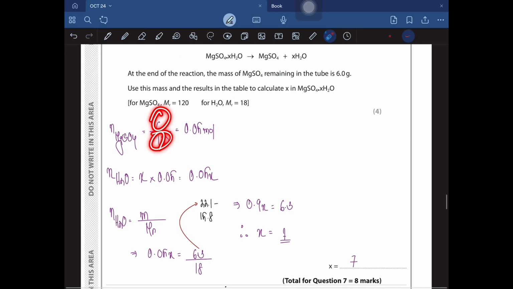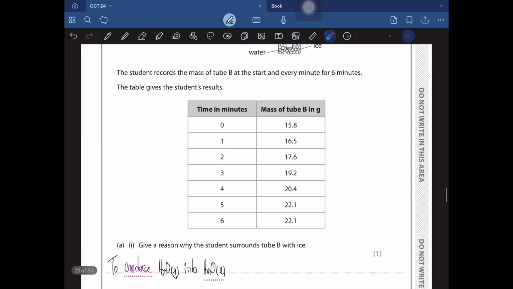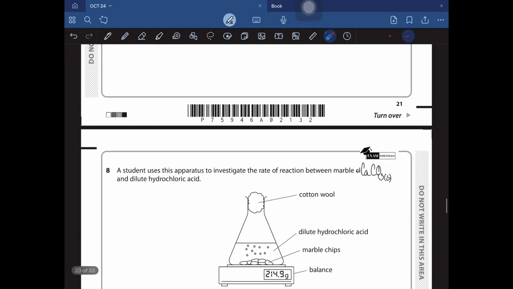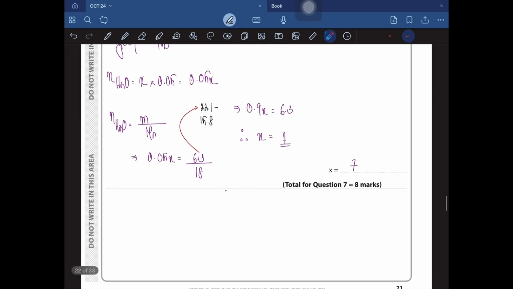6 divided by 120 gives us a mole of magnesium sulfate, that is 0.05, and the moles of water is going to be this times this, right? And the moles of water is going to be mass by molar mass, so this by this, and when you solve this, you get a value of 7, right? And this is the mass of water, that comes to 6.3, right? 15.8, 22.1 minus 15.8 comes to 6.3, right? So yeah, moving on to the next question.